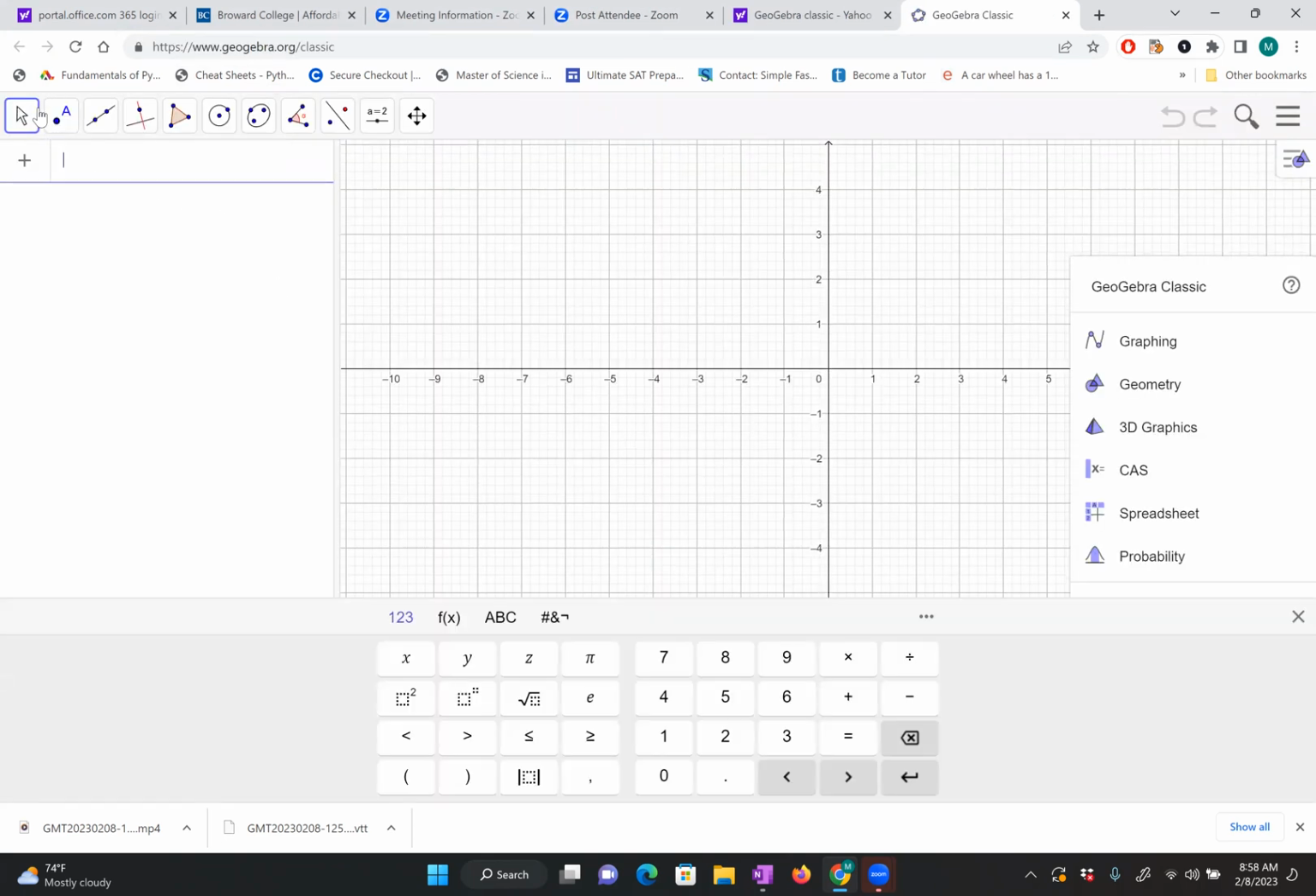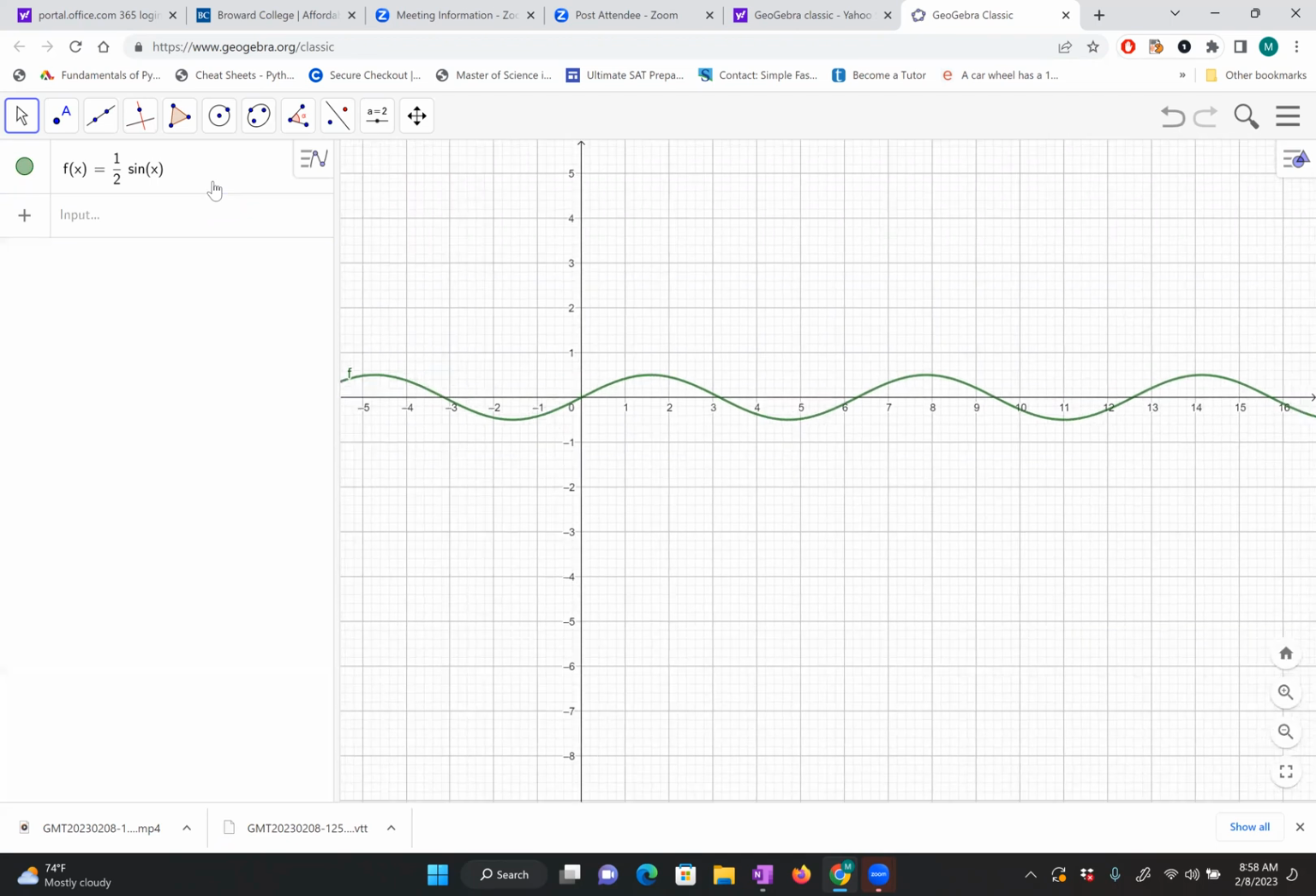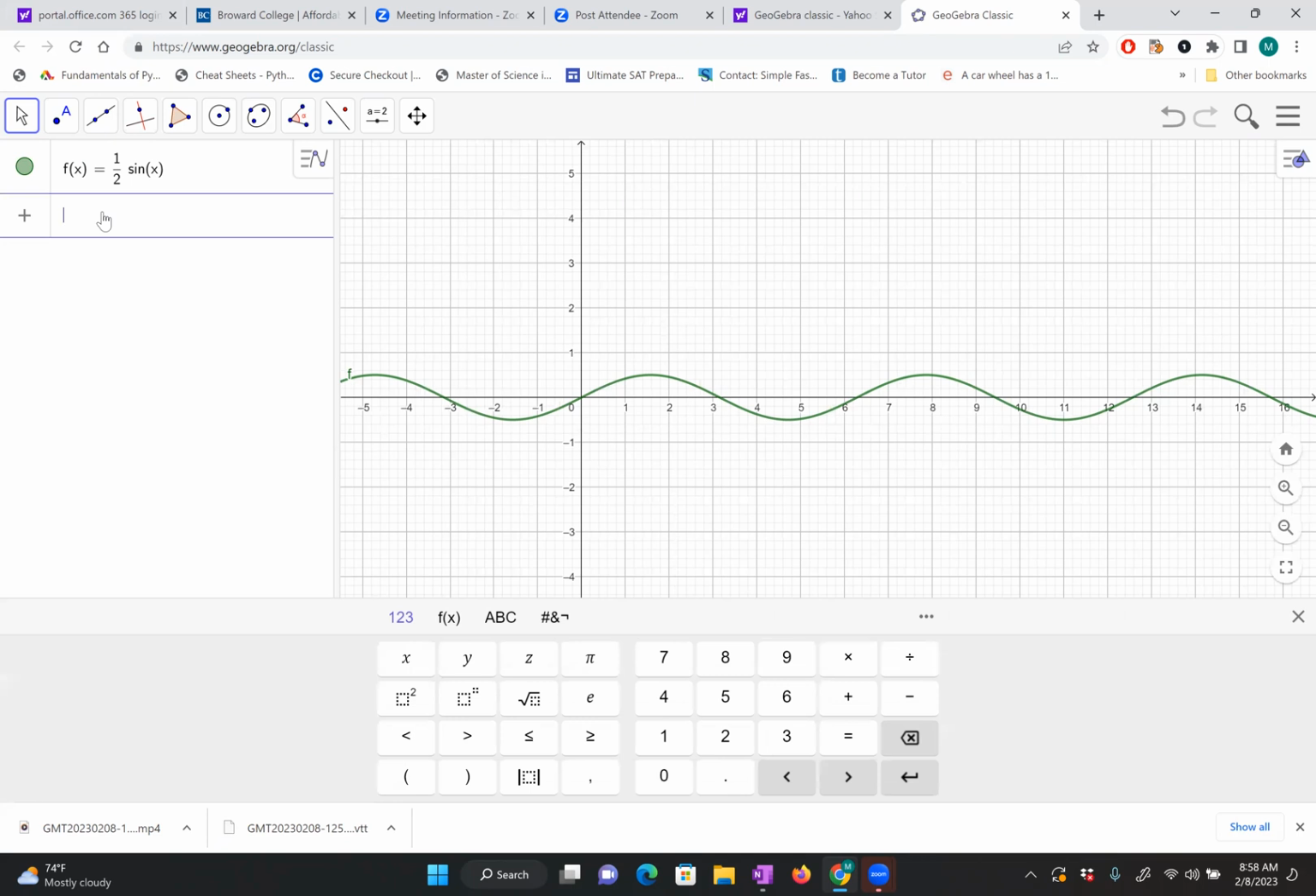You notice how immediately I have all the tools right here? That's the blessing. So anyway, 1/2 sine x. Only one period. I'm only asking you to graph this from 0 to 2 pi. So just for the sake of the example, let me do this for you.